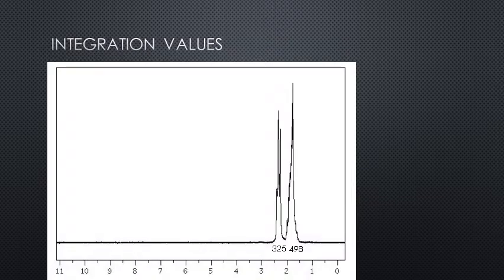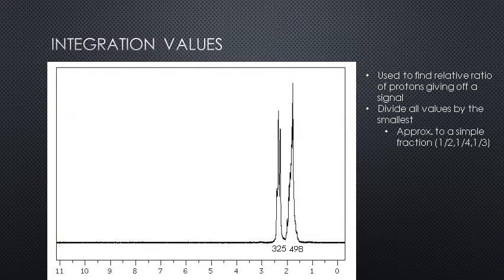And finally, you need to know about integration values. Now you're going to use these to find relative ratios of protons giving off a signal. These are going to be the small numbers underneath the peaks. What you're going to do is divide all these values by the smallest number. Then once you get those numbers, you'll approximate them to a simple fraction to keep it easy. But you obviously can't have a partial proton, so you need to multiply them all to get integers.